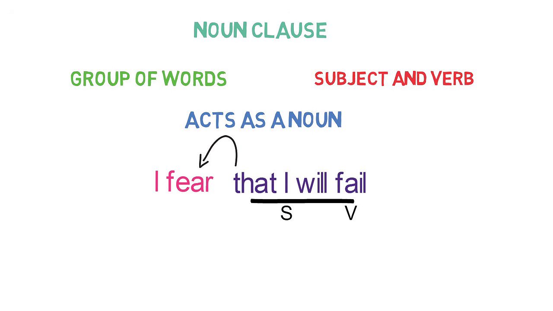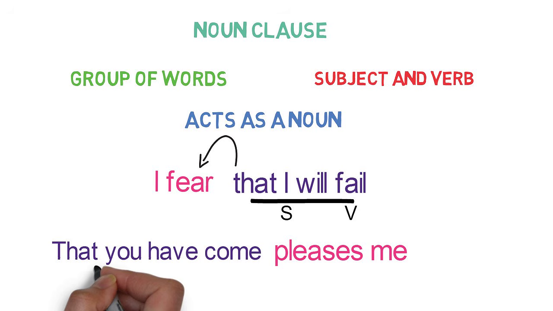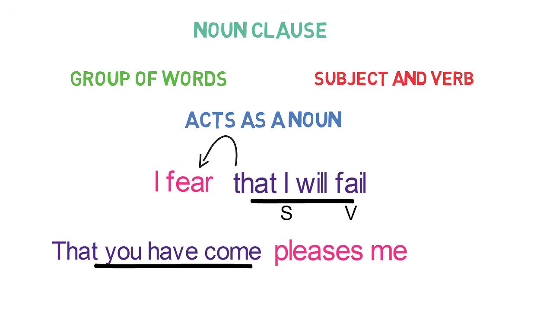Let's look into one more example of it. That you have come pleases me. Here, that you have come is a noun clause as it is acting as a subject of the verb pleases. So basically this clause does the work of a noun.